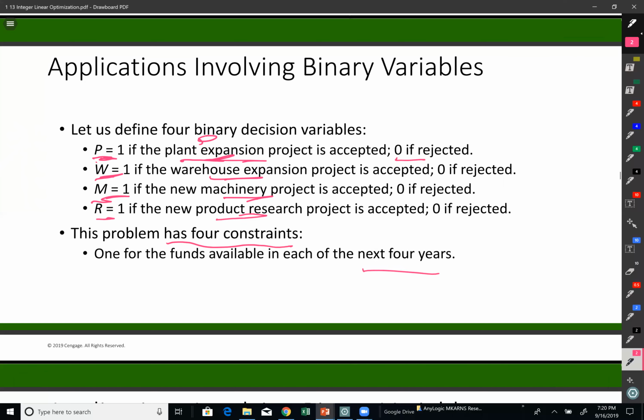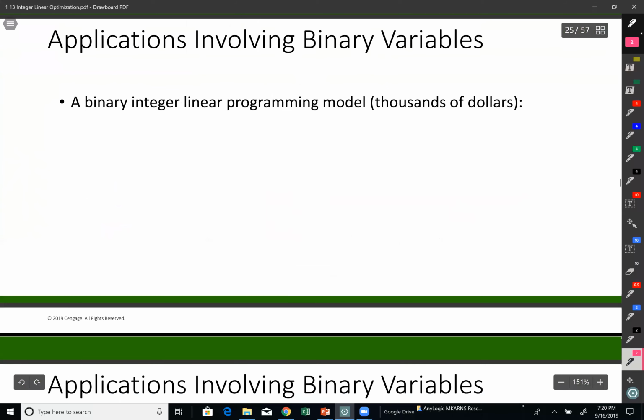So if you write our mathematical model, which is a binary integer linear program model, in thousands of dollars, this is how it would look like. So this is a maximization problem. We are trying to maximize the present value of future cash flows, 90 if we go with P, plus 40 for W, 10M plus 37R.